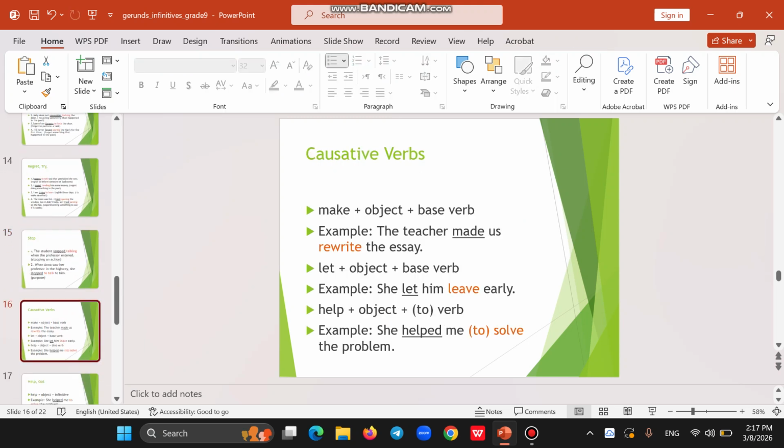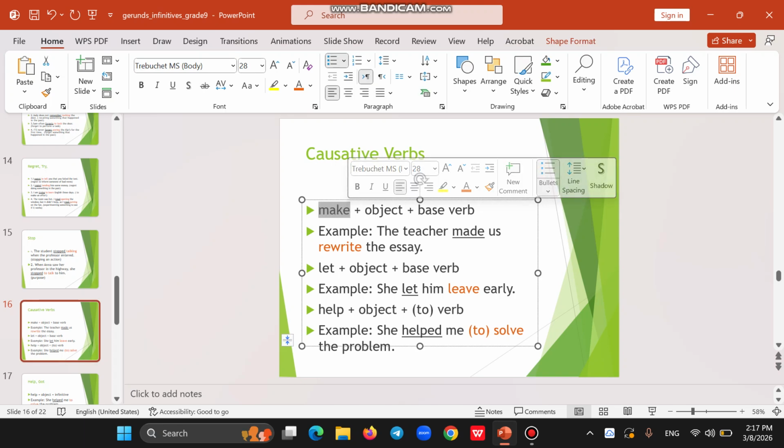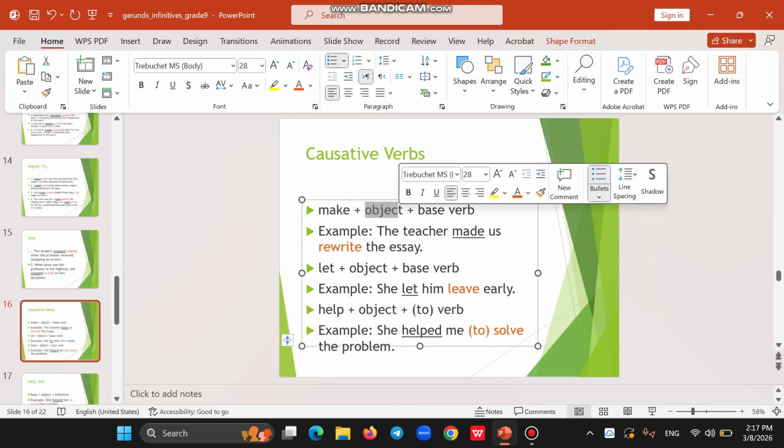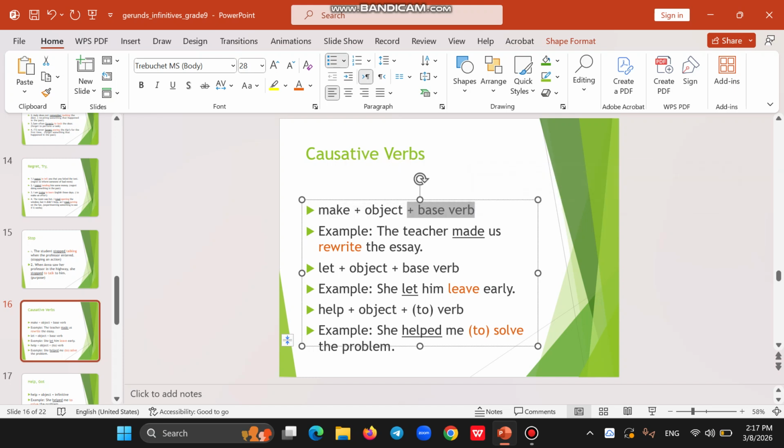Now we will move to something we call causative verbs. Causative verbs mean to make someone or to get someone to do something. For example, the first causative verb is make. Make is usually followed by an object and the base form of the verb. When make is used as a causative verb, it shouldn't be followed by an infinitive or a gerund. For example, the teacher made us rewrite the essay. We can't say the teacher made us rewriting or to rewrite the essay.